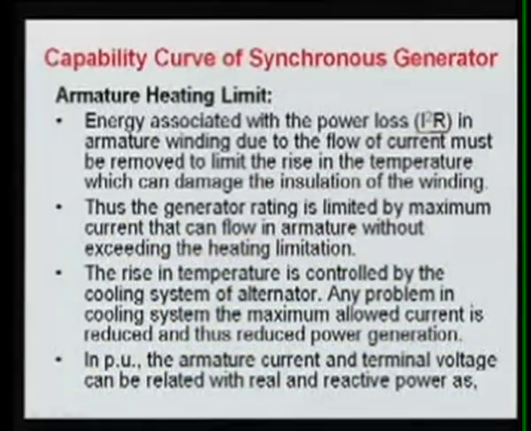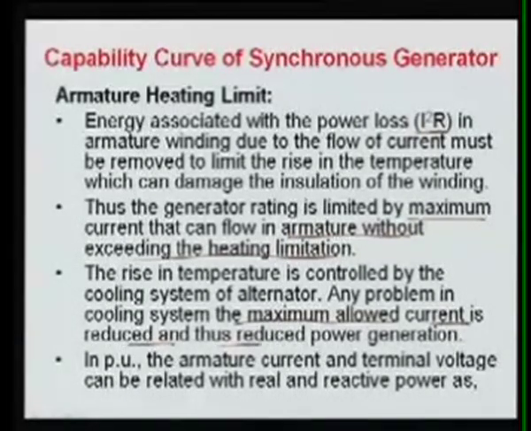Since we have a fixed cooling system, it has some limitations as well, in that it will take away the heat generated inside the synchronous generator. It has some limitation, and that depends on the cooling of your system. Thus, generator rating is limited by the maximum current that can flow in the armature without exceeding the heating limitations. The rise in temperature is controlled by the cooling system of the alternator. As I said, with any problem in the cooling system, the maximum allowed current is reduced, and thus power generation is reduced.